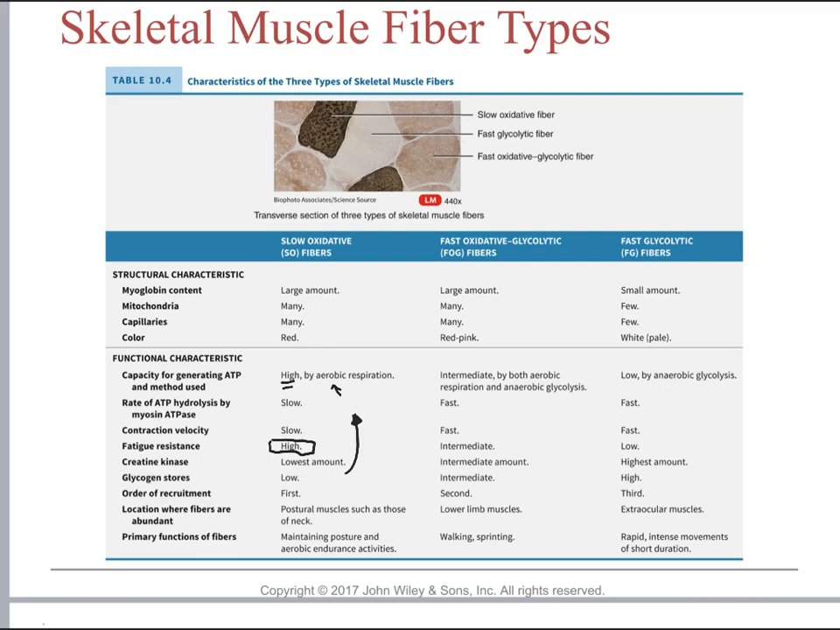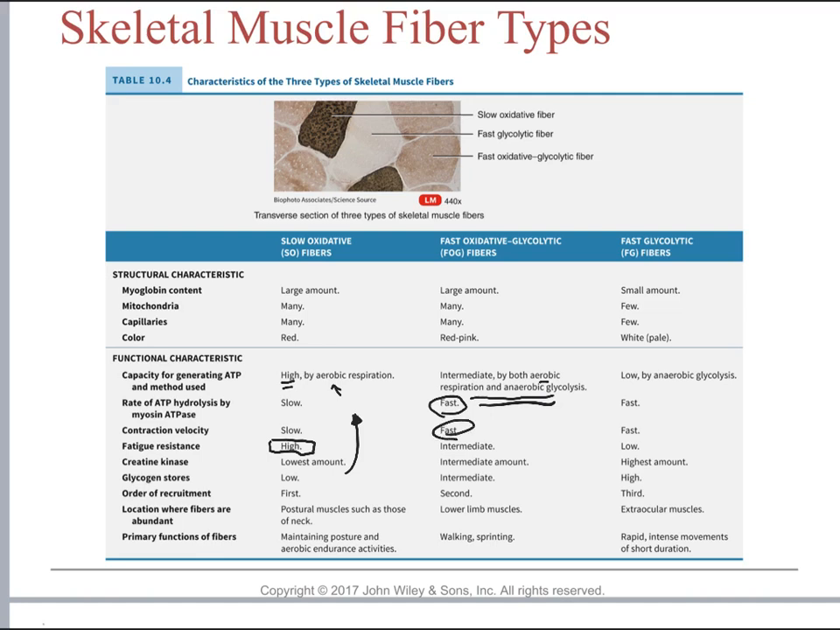Now we go to FOG, or fast oxidative glycolytic. These are pink fibers. Myoglobin a lot, mitochondria a lot, capillaries a lot. Color red pink. Now let's look at its functional characteristics. Capacity for generating ATP: it uses both. It's intermediate, the middle of the road one here. It uses both aerobic and anaerobic glycolysis. Rate of hydrolysis: now this is where we change. This is fast. So it's using up that ATP quickly, which means its contraction velocity is going to be fast.